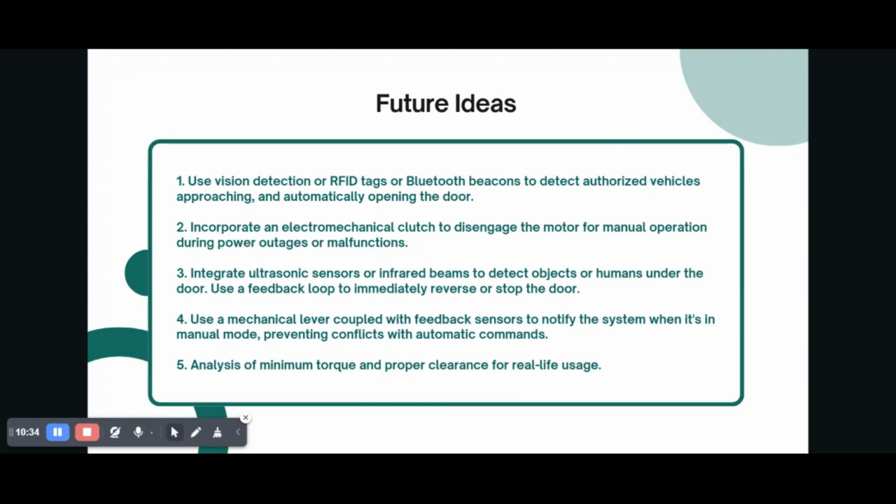First, it will give us a dual functionality mode, and second, it will prevent stoppage during any malfunctions possible. Next, we can integrate ultrasonic sensors or infrared beams on the outer surfaces of the door to detect objects or humans or animals under the door. Then we can use a feedback loop to immediately reverse or stop the door, preventing damage to both living or non-living property. We can use a mechanical lever coupled with feedback sensors to notify the system when it's in manual mode, preventing conflicts with automatic commands.